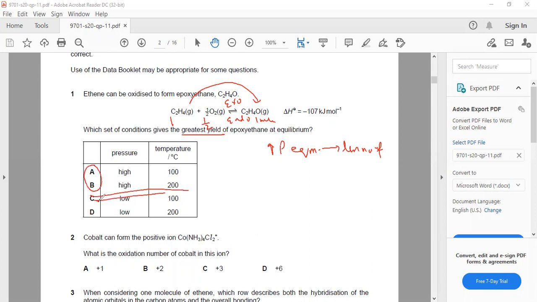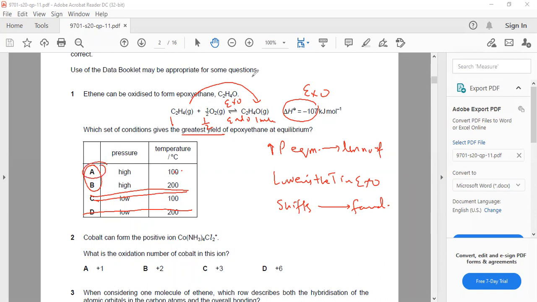This is wrong, and this is also wrong. Pressure should be high because the forward reaction is exo. So lowering the temperature in exo shifts the equilibrium to the forward direction. So there are two temperatures. For higher yield, 100 will be better. Okay, so A is the answer.